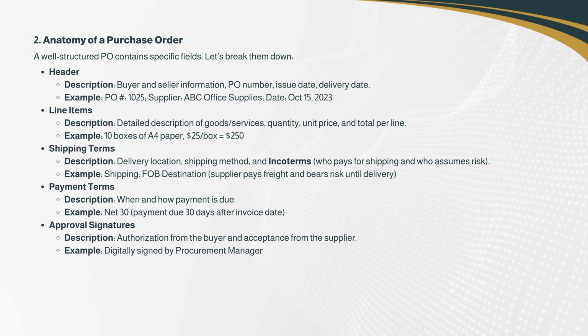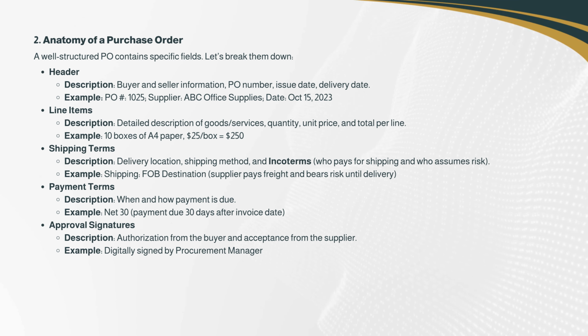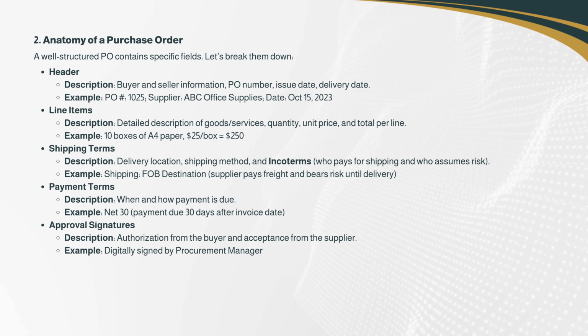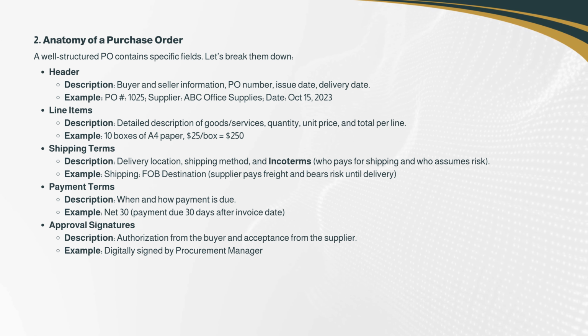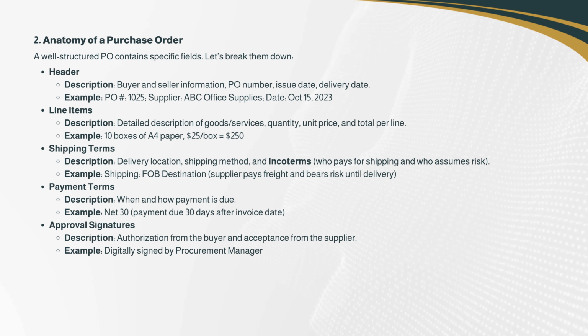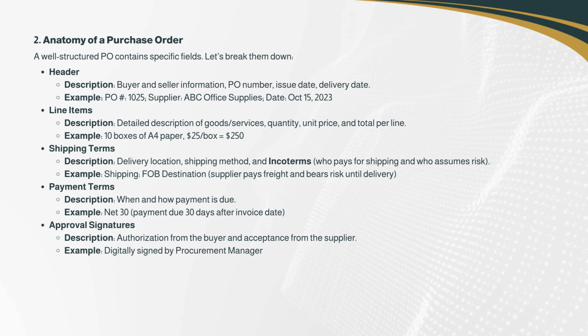Line items: detailed description of goods or services, quantity, unit price, and total per line. 10 boxes of A4 paper, $25 per box, equals $250. Shipping terms: delivery location, shipping method, and Incoterms, who pays for shipping and who assumes risk. Shipping FOB destination: supplier pays freight and bears risk until delivery.